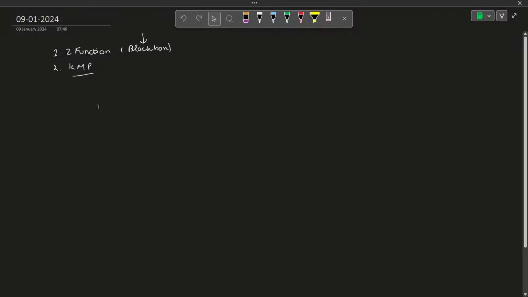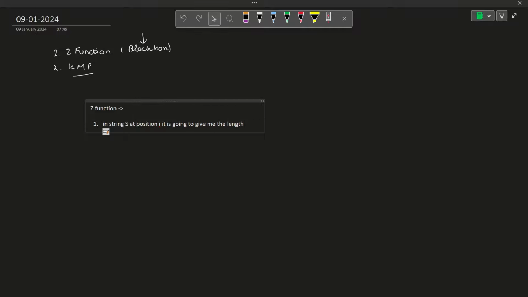Let's first talk about the Z function. Let's say I have a string s; in both of them we will have a string s. In string s, at position i, the Z function is going to give me the length of the longest substring starting from position i which is also a prefix of the string s.